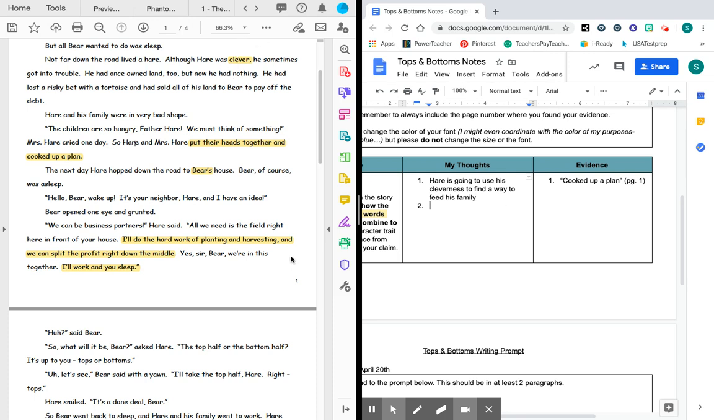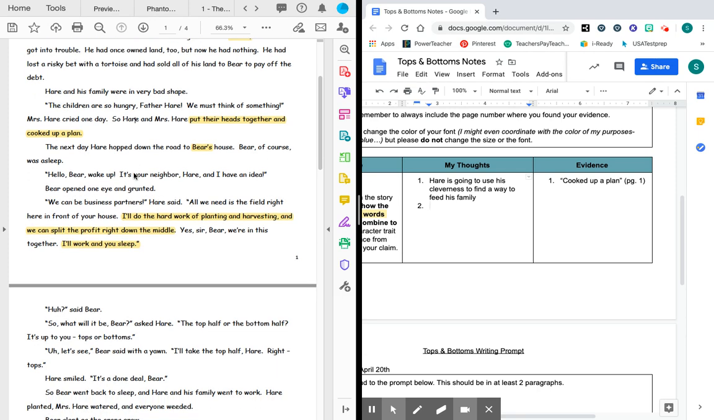The next day, Hare hopped down the road to Bear's house. Bear, of course, was asleep. So he goes to Bear's house. That must mean that he's going to trick Bear.